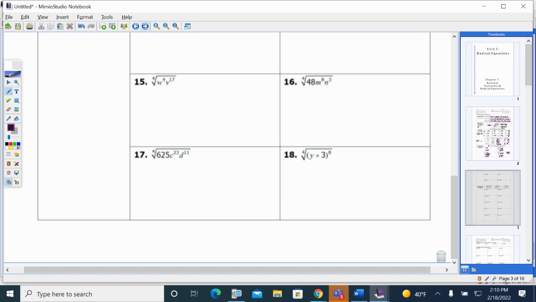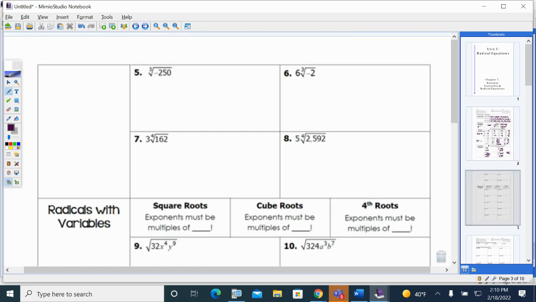Now let's keep going. In example number 5 and 6, what you should notice on the inside is that we've got negatives, but the index is 3. So a negative on the inside just means there's going to be a negative on the outside. Again, if there is a negative on the inside of an odd index, you're going to have a negative on the outside of the radical. So for cube root of negative 250.